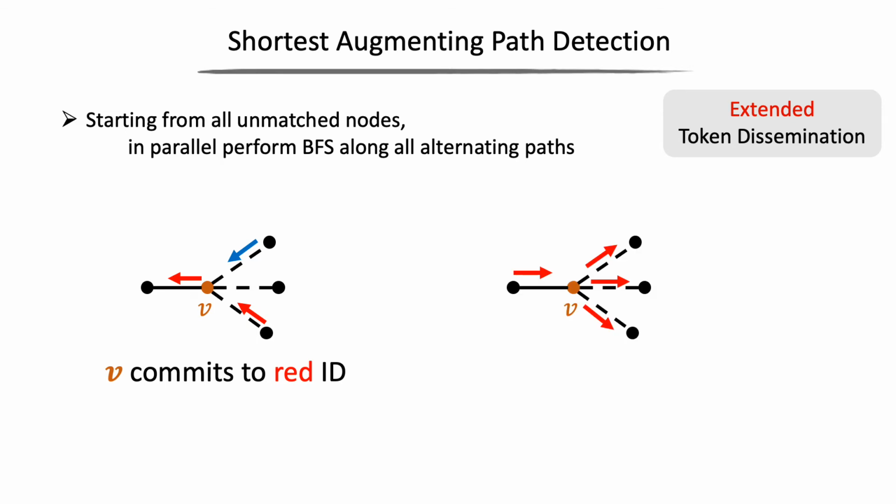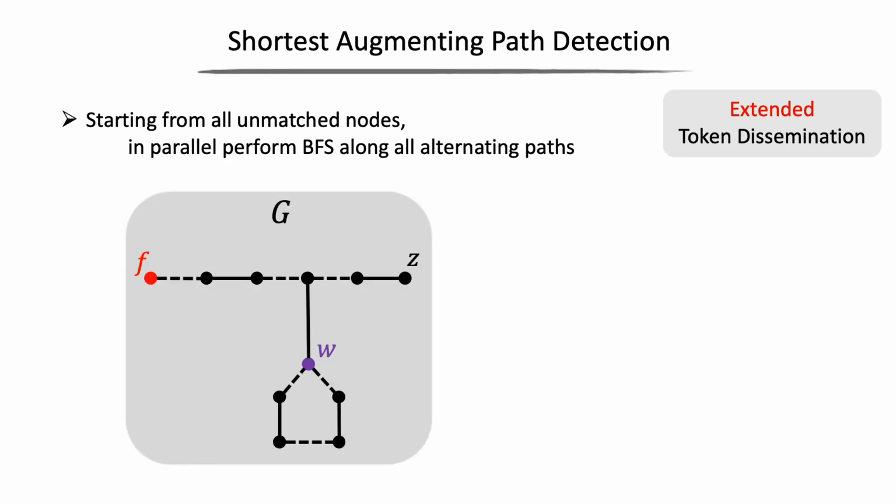Afterwards, in the first round that it receives the red free node ID over its matched edge, it forwards the ID over its free edges. It is important here to see that every node participates in the BFS of only one free node that it has committed to, but it can participate in 2 rounds of the protocol. Therefore, since every node receives tokens over its matched edge as well as its free edges, we hope for the nodes to learn the length of both types of their shortest alternating path. But the following example shows that the extended token dissemination does not properly work yet.